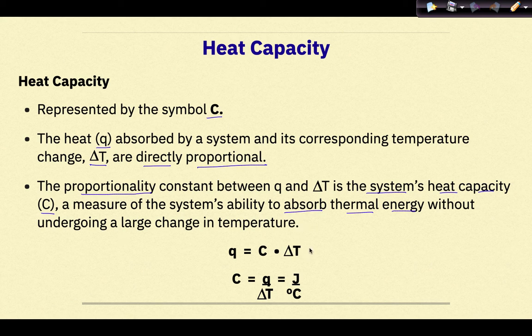The formula that we use is Q equals C delta T, which can be represented to isolate the heat capacity by saying C is equal to Q over delta T, and we know that the unit for heat will be joules, and the change in temperature will be degrees Celsius. Could it be Kelvin? Of course it could be Kelvin, as long as you're consistent.